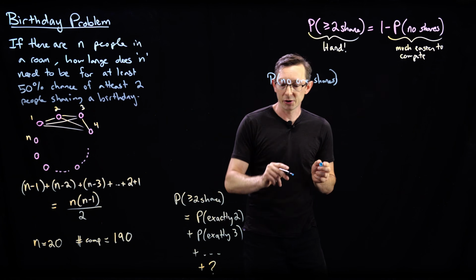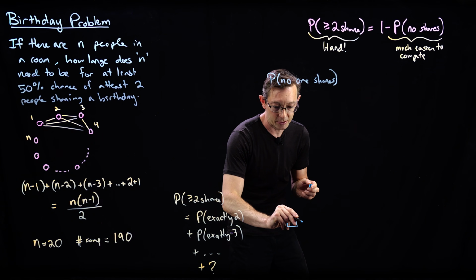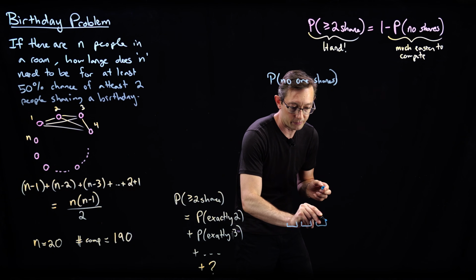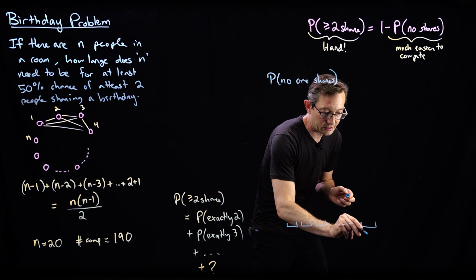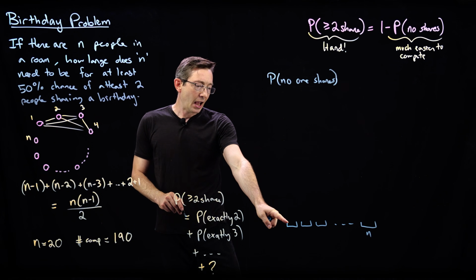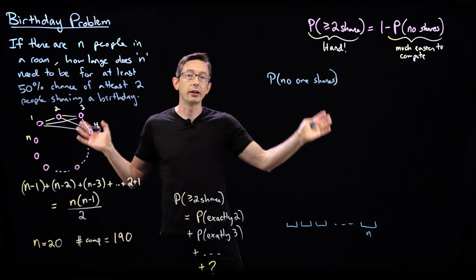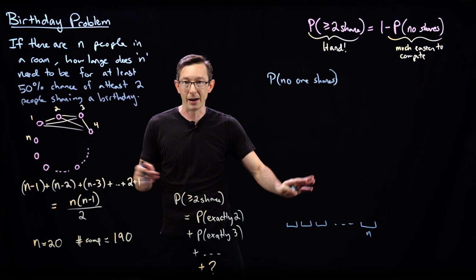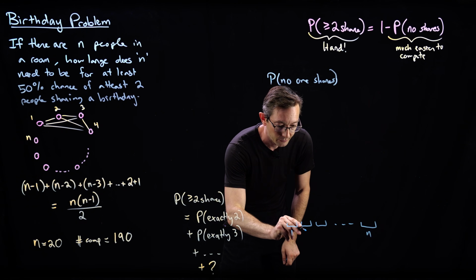So I'm going to draw a little picture here. I have the first person's birthday, the second person, the third person, all the way up to the nth person. And this person can choose from any one of 365 days, and it doesn't matter. Okay, so this is person 1.